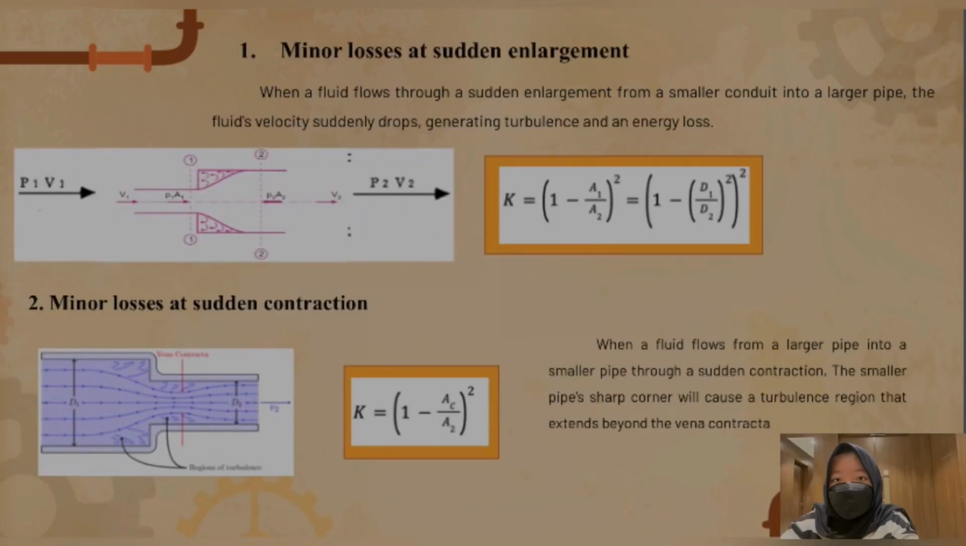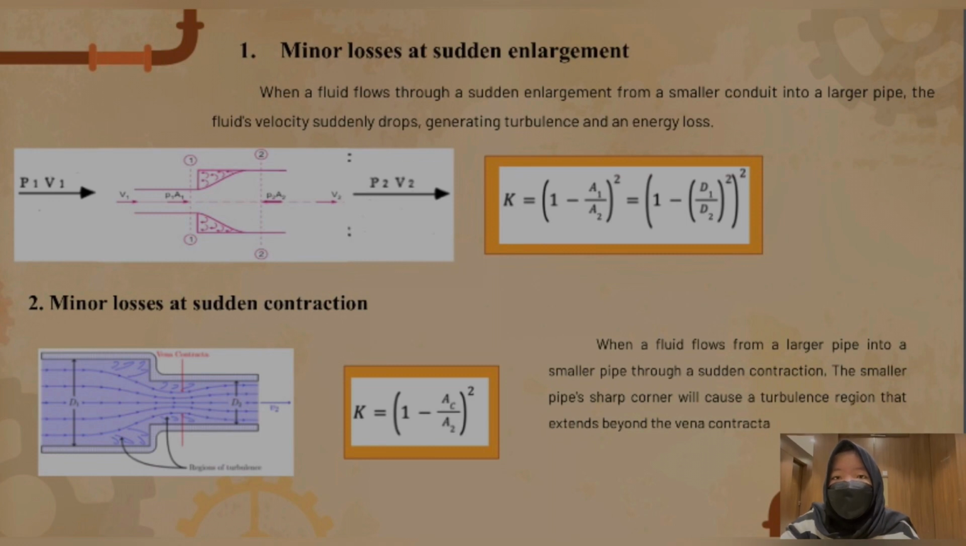Next is minor losses as sudden enlargement. When a fluid flows through a sudden enlargement from a small conduit into a larger pipe, the fluid velocity suddenly drops, generating turbulence and an energy loss. The formula is K equals (1 - A1/A2) squared.